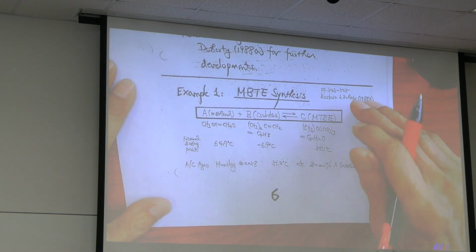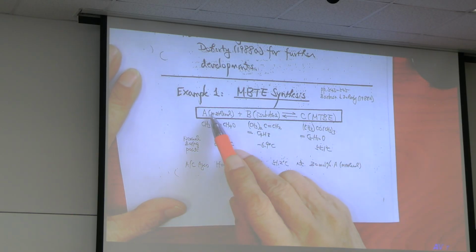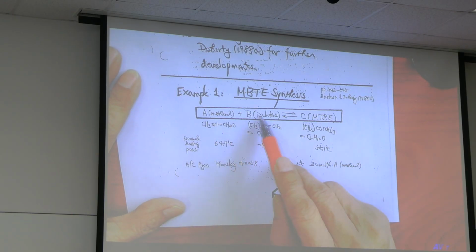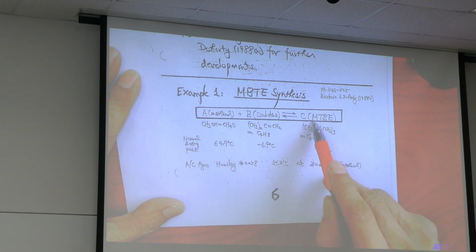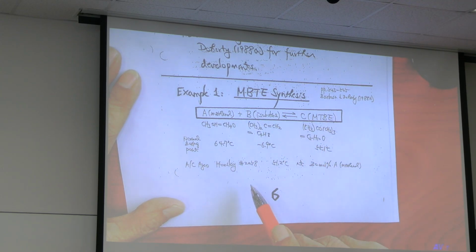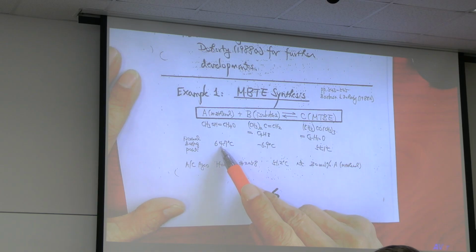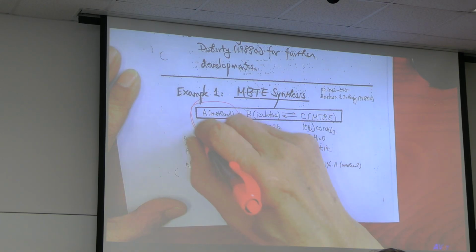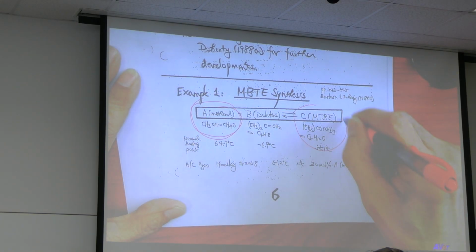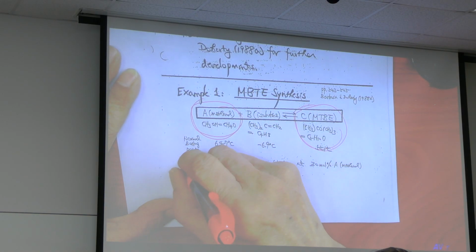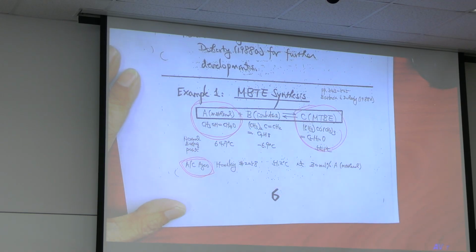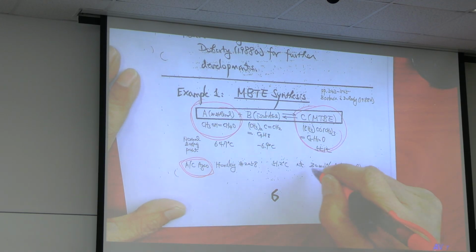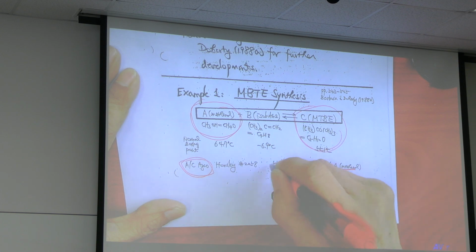First, methanol, isobutene, MTBE, normal boiling point. The trouble is reactant and product form an azeotrope at a certain composition and temperature.